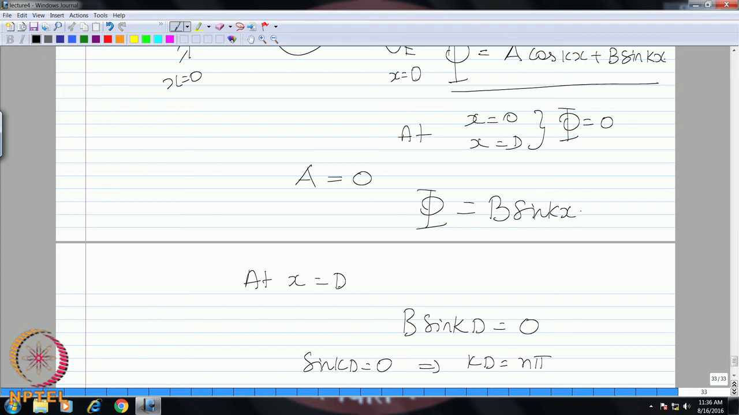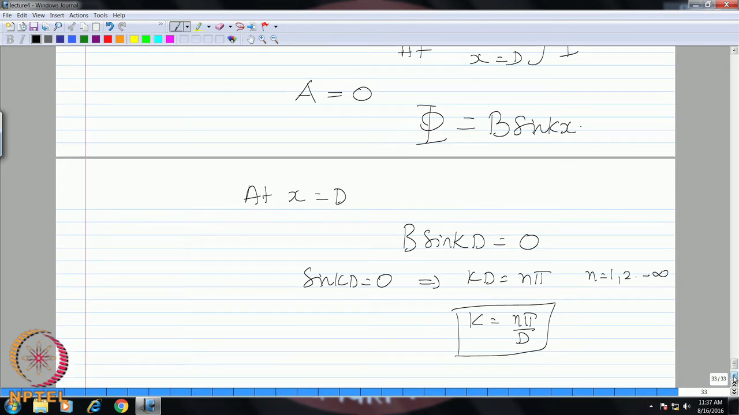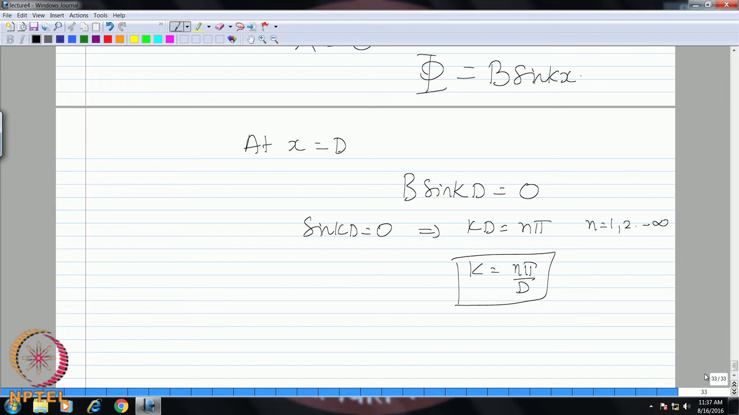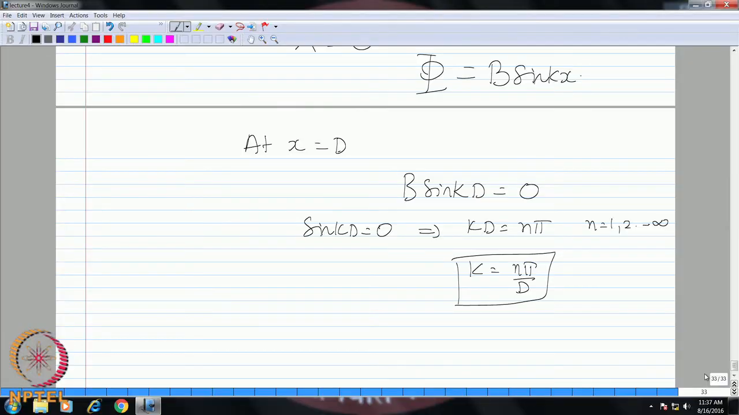Again, n cannot be 0. If n is 0, again the solution becomes trivial. So, n should be equal to 1, 2, till infinity. So, therefore, your k becomes n pi by d. Okay. So, with this now we can calculate what is the energy of these waves. It could be an electron wave or a phonon wave or a photon wave, which is within this particular element of thickness d.